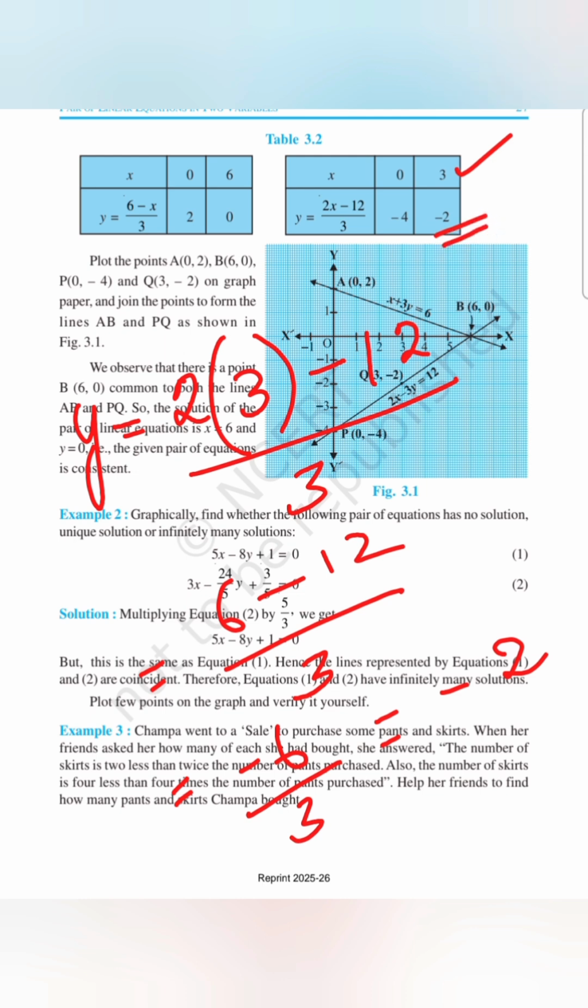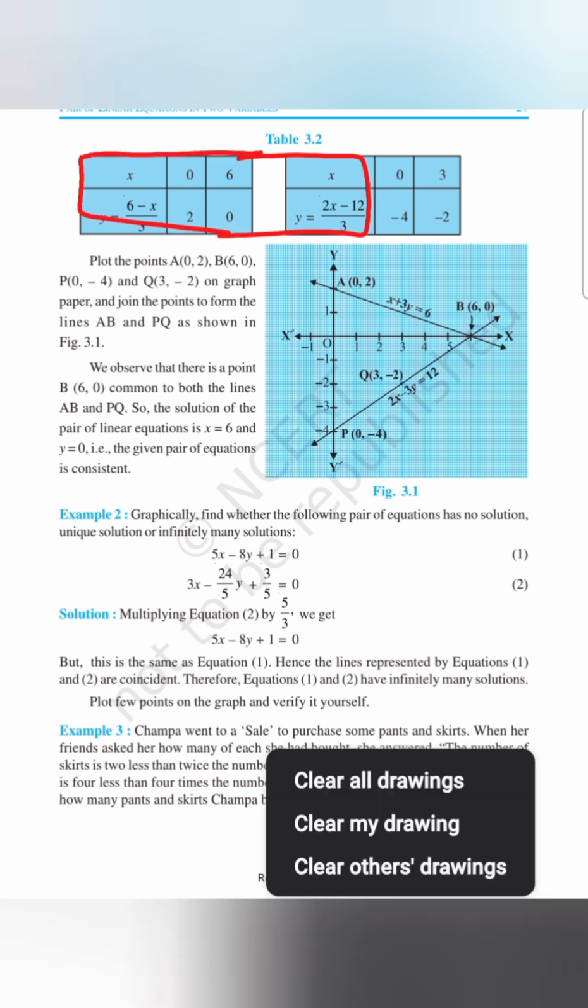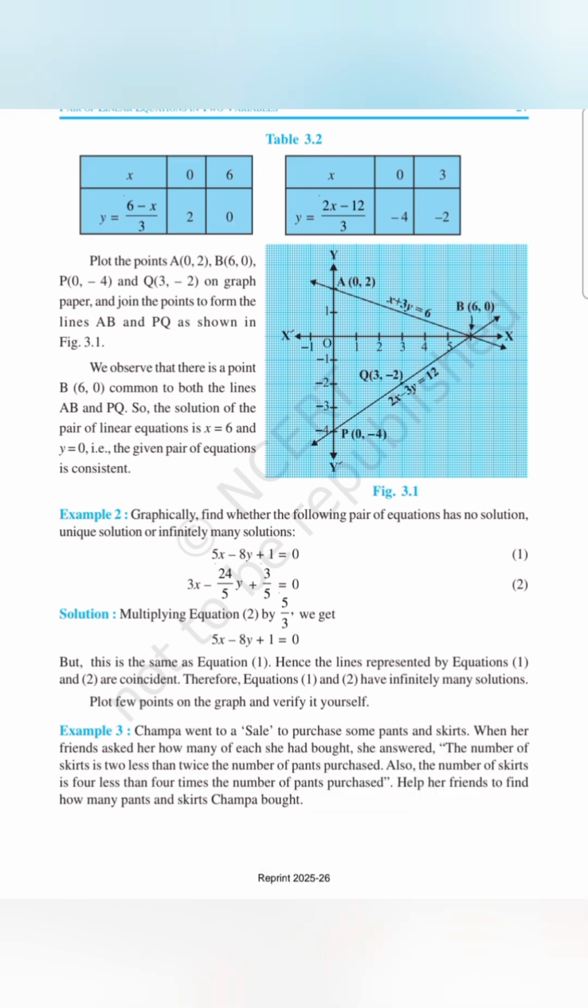Fill this table. Here, minimum they have taken 2 values. You can take up to 4 values too. So you can extend this table too. Like you can take 4 values for x and find the values for y. Now you have to plot the graph for this. Once you fill this table, you have to form the points like this: (0, 2), (6, 0), and another one will be (0, minus 4) and (3, minus 2). You got 4 different points here.